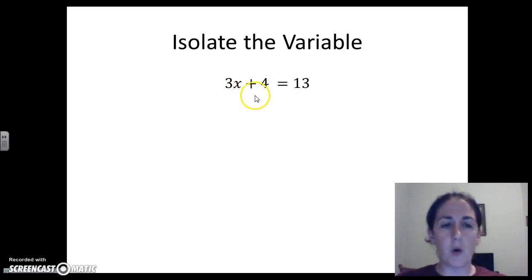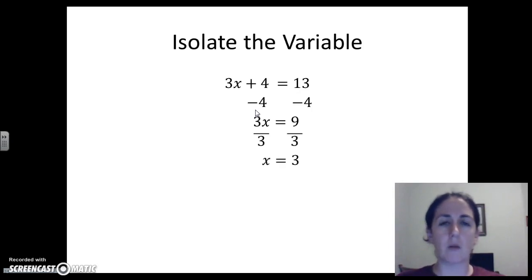So to get rid of this 4, we would have to subtract 4. But whatever you do to one side of the equation, you have to do to the other. So we'll subtract 4 from both sides. These 4's are going to cancel, and we're left with 3x is equal to 9. Divide both sides by 3, and we get x is equal to 3.